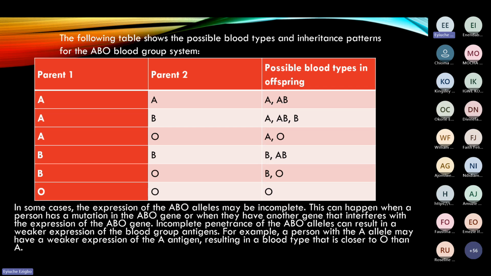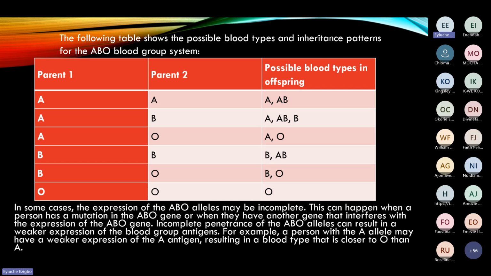In some cases, like I wrote here, the expression of the ABO alleles may be incomplete. This can happen when a person has a mutation in the ABO gene, or when they have another gene that interferes with the expression of the ABO gene. Incomplete penetrance of the ABO alleles can result in a weaker expression of the blood group antigen. For example, a person with the A allele may have a weaker expression of the A antigen, resulting in a blood type that is closer to O than A.